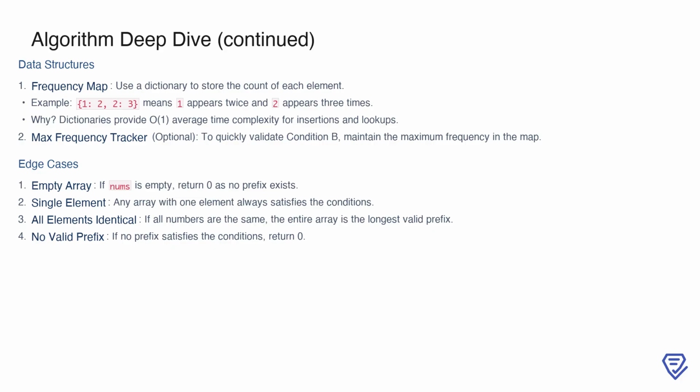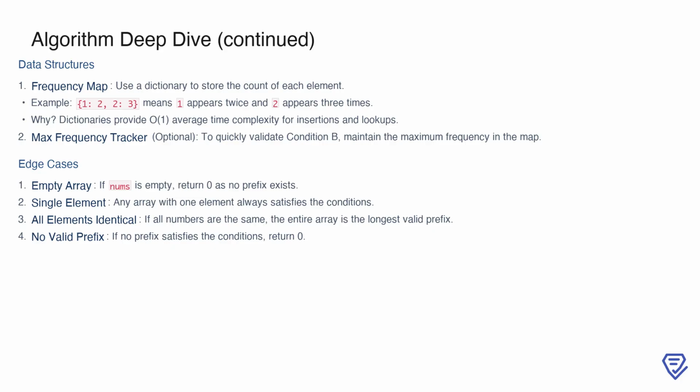To implement this solution effectively, we rely on specific data structures. The frequency map, which is implemented as a dictionary, is crucial for tracking how often each element appears. For example, a map like {1: 2, 2: 3} indicates that the number 1 appears twice and the number 2 appears 3 times. Dictionaries are highly efficient for this purpose, offering average O(1) time complexity for insertions and lookups. Additionally, we can maintain a maximum frequency tracker to quickly validate condition B, where we allow one frequency to differ by 1. This optional optimization can simplify certain checks.